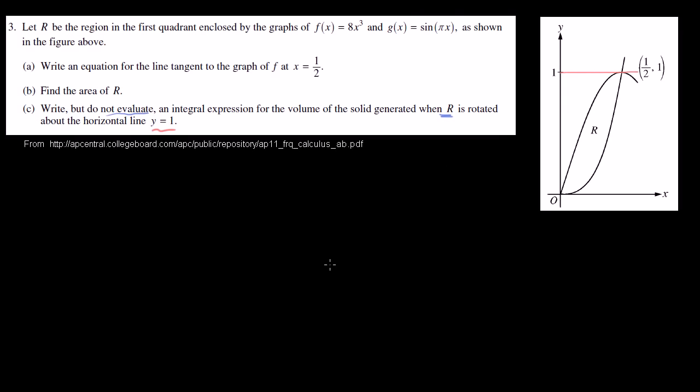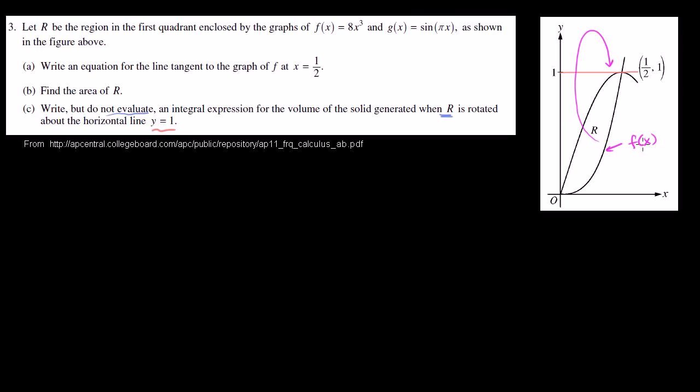So the way I'd like to think about it, let's think about what the volume would be if I were to just take the bottom function, f of x, and rotate it around y is equal to 1. And then I'm going to subtract from that the volume if I were to take the top function, g of x, and rotate it around.